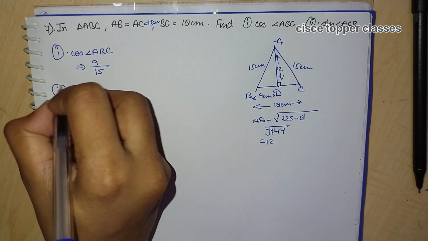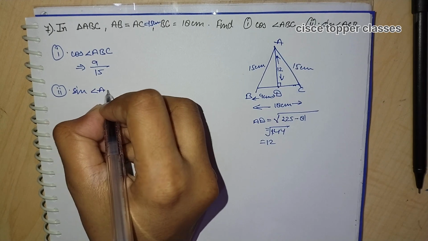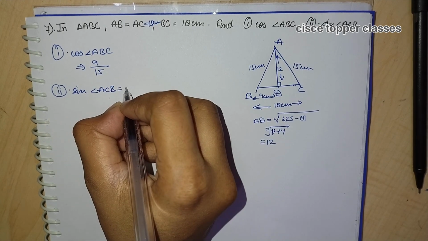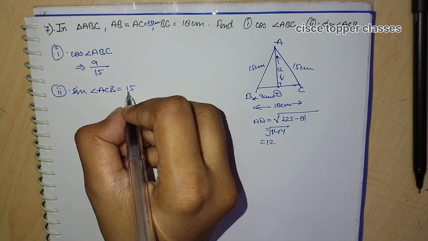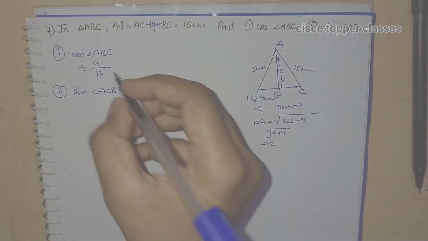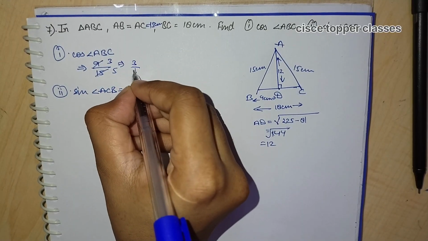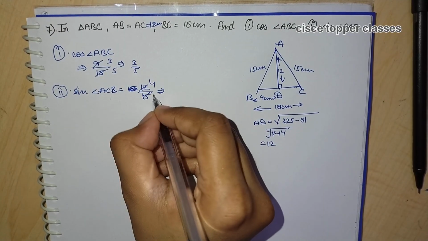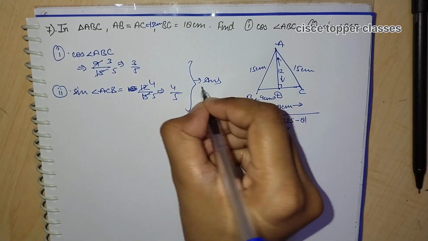And the second part is, we have to find sine of angle ACB. So sine of angle ACB will be, sorry, this will be height 12 by 15. And on simplifying it, we will get here 3 by 5, means the final is 3 by 5. And again on simplifying this, we will get 4 by 5. So this is the answer here in this question, and this is the final solution.